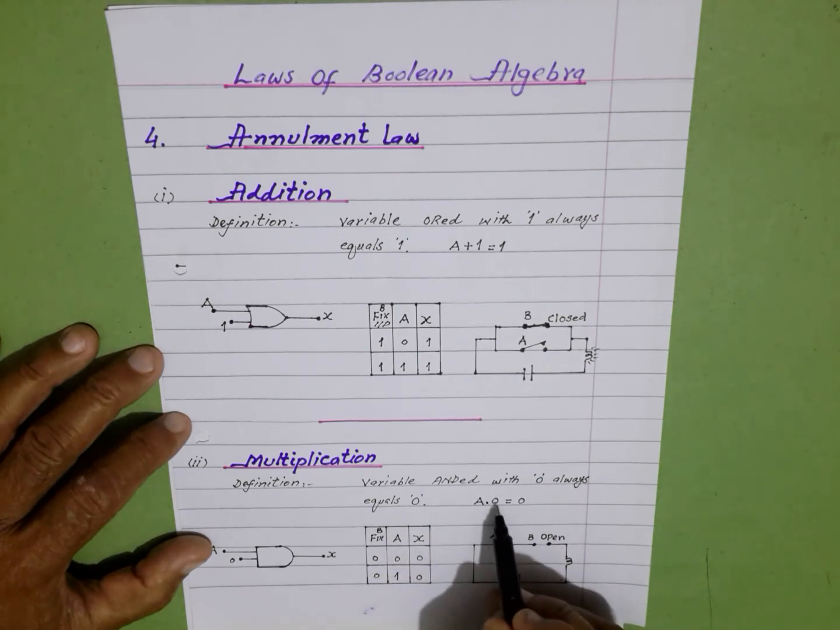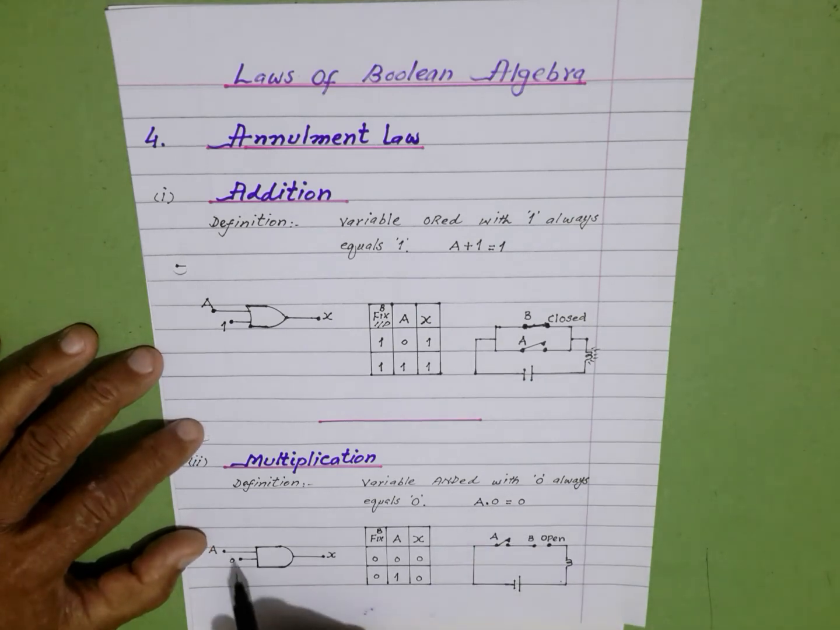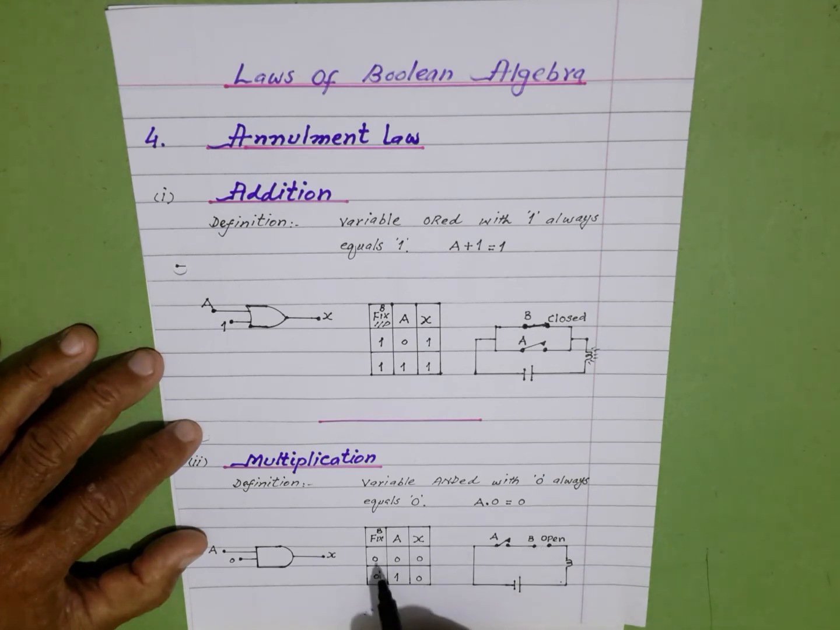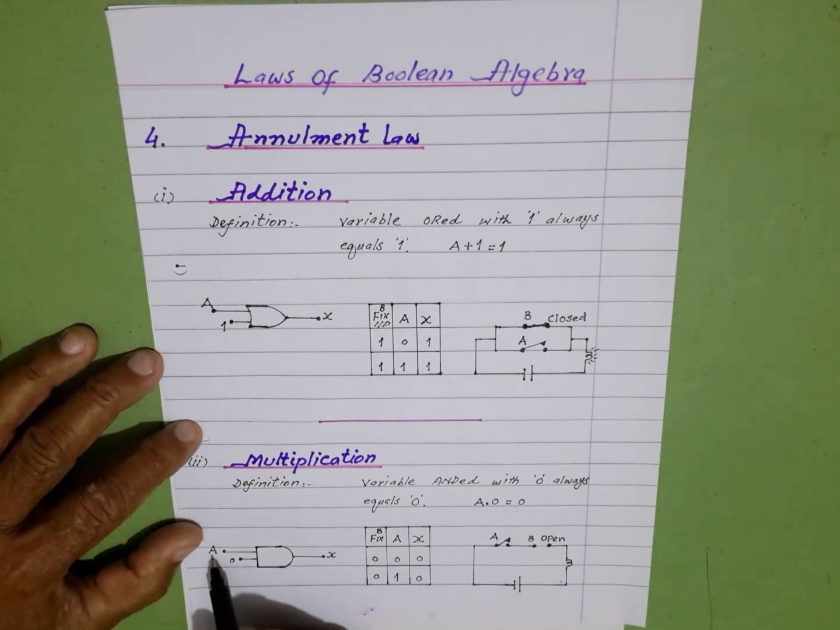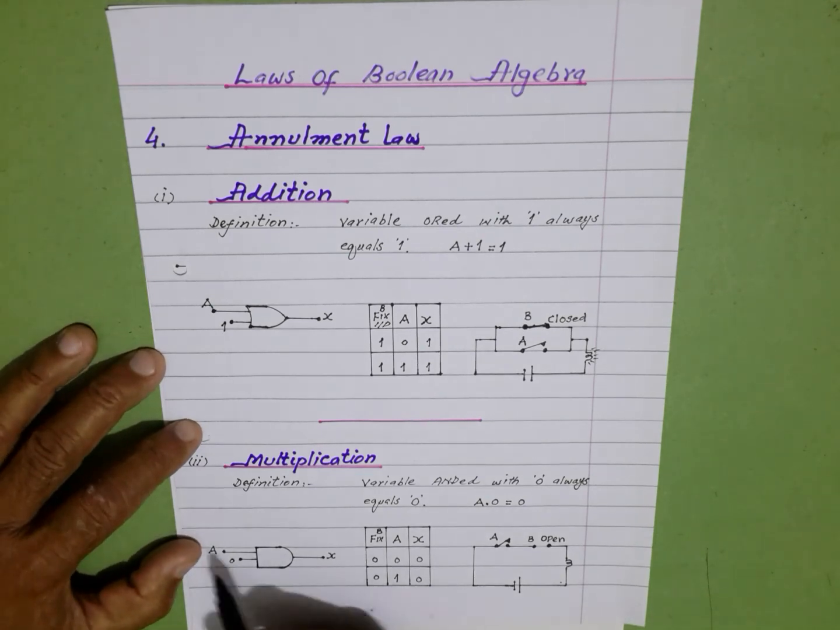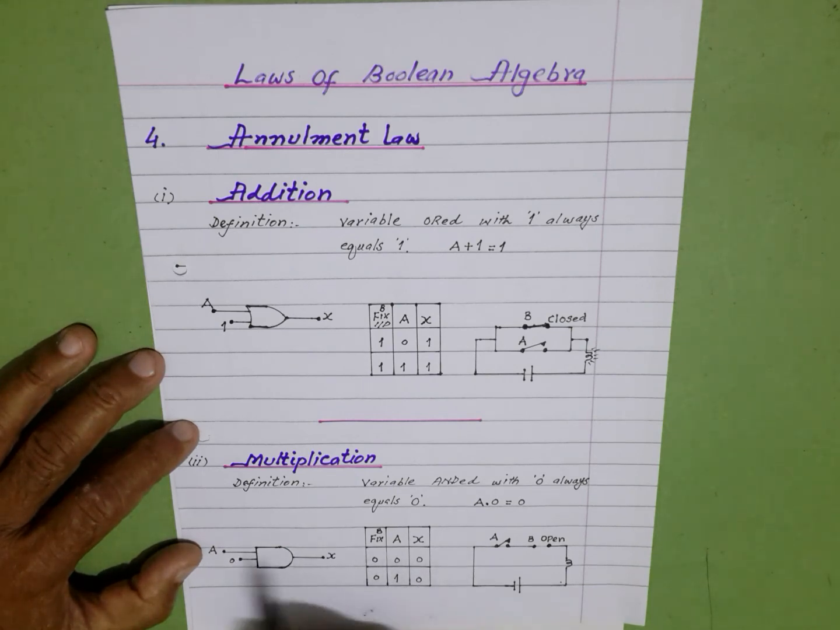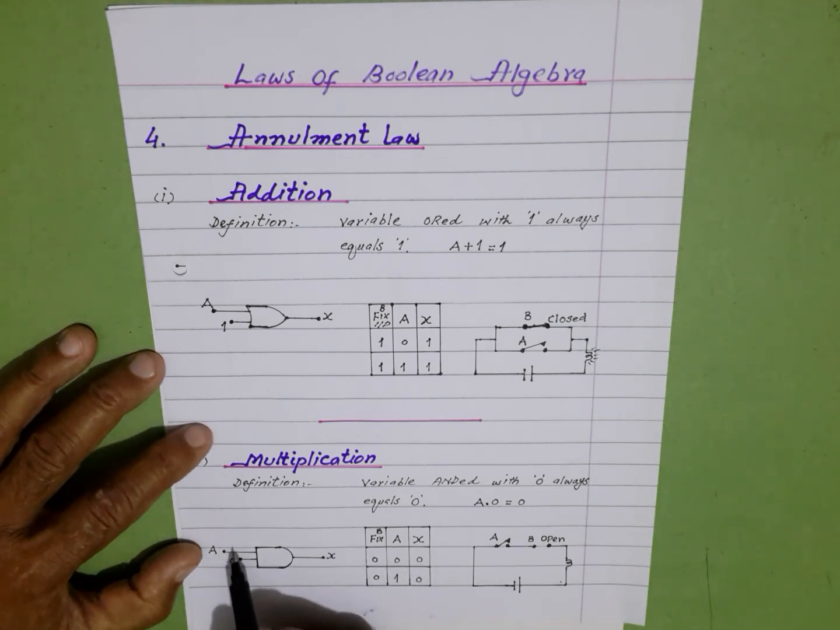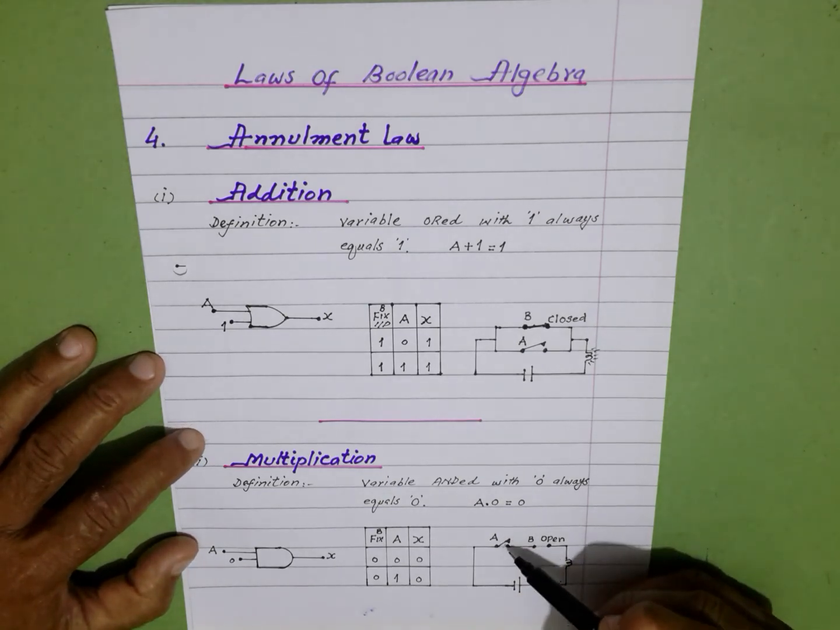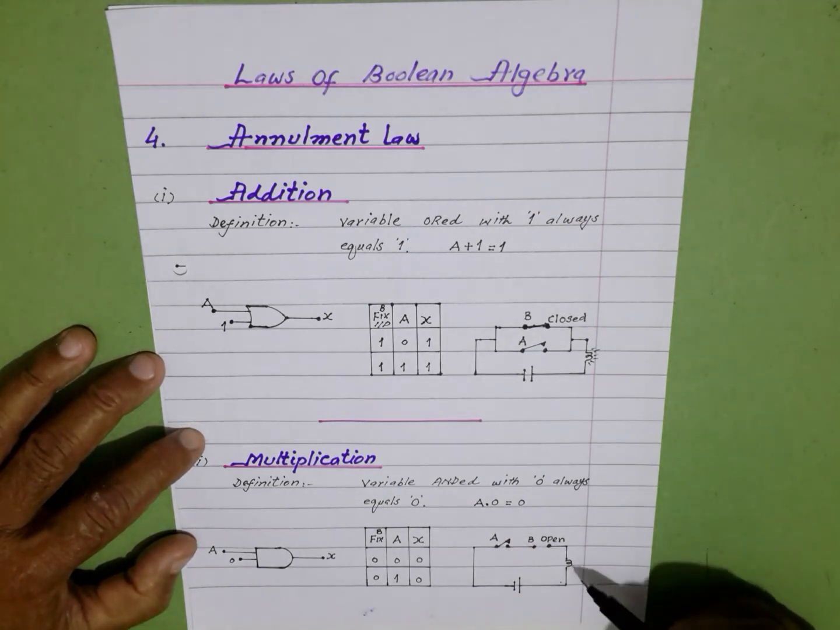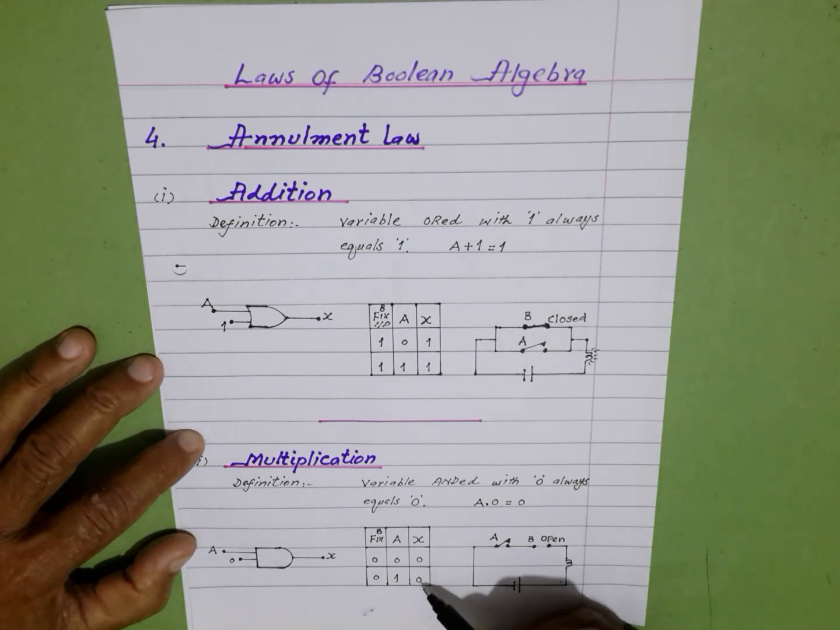That is A ANDed 0 is 0. This is open switch. This is open. B is open. B is 0 here. A can be 0 or 1. Let us see. We are applying logic 0. 0 multiplied by 0 is 0. And when logic 1 voltage is applied, 1 multiplied by 0 is 0. In both cases, whether you close this A switch or open this switch, the lamp is not lighting and we get 0 logic voltage. This is 0 and 0.